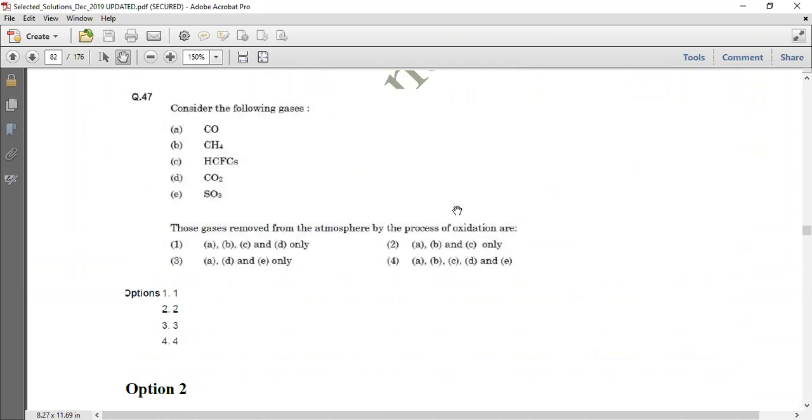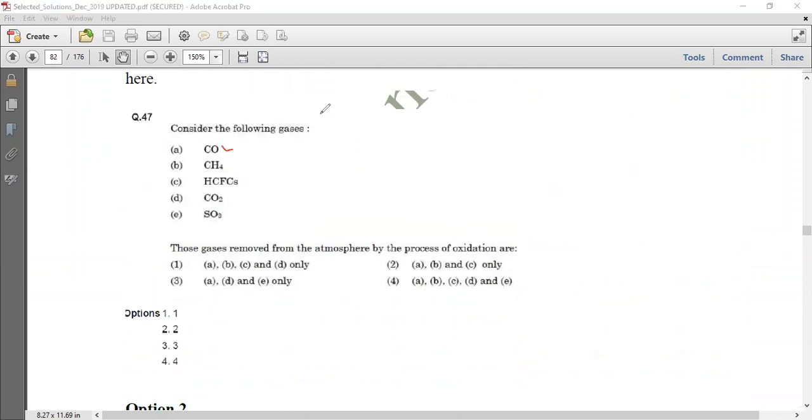If I go by this question, the first one, CO, can be converted into CO2 by oxidation. You know that. Methane can also be oxidized. HCFC can also be oxidized. SO3 and CO2 are already in the oxidized form, so they can't be. So the first three, A, B, and C. The correct answer is that CO can be oxidized, methane can be oxidized, and then HCFC, hydrochlorofluorocarbon. So A, B, and C, which is the second option, is the correct answer.